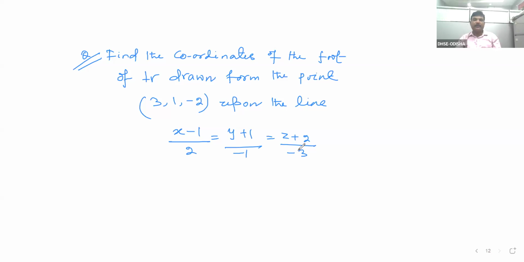The coordinates of the foot of the perpendicular drawn from the point (3, 1, -2) upon the line (x-1)/2 = (y+1)/-1 = (z+2)/-3. Okay, come to the solution.